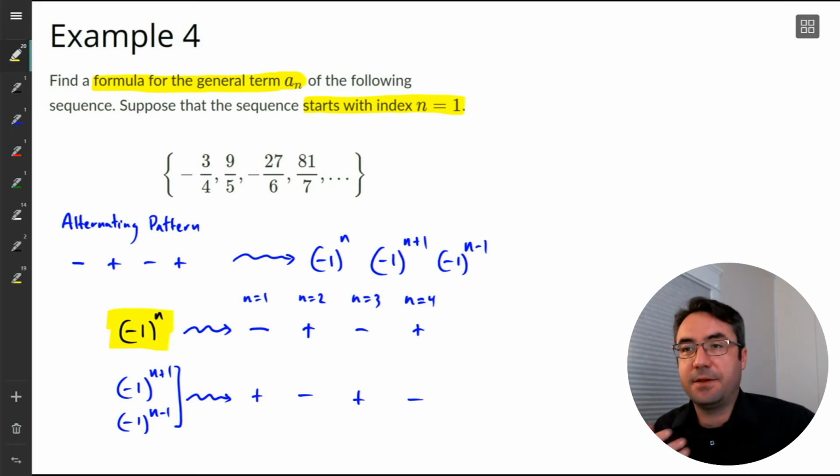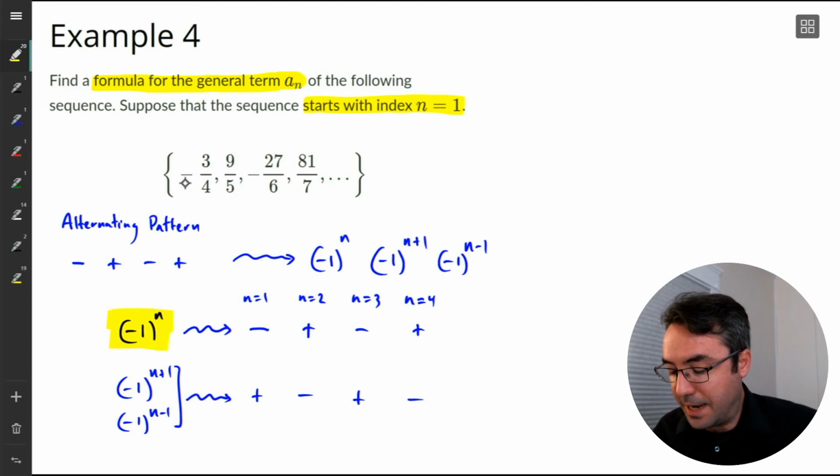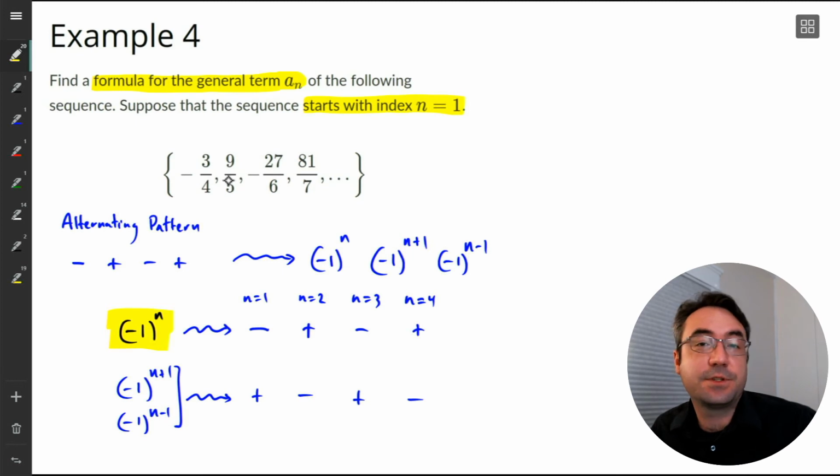All right, so that's where to start with this. Identify the pattern and break this apart. That's the first thing we saw, so we're going to use -1 raised to the n in our general formula. The next thing we're going to try is looking at the numerator separately. We'll look at the denominator separately and see if we can figure out a pattern for those.